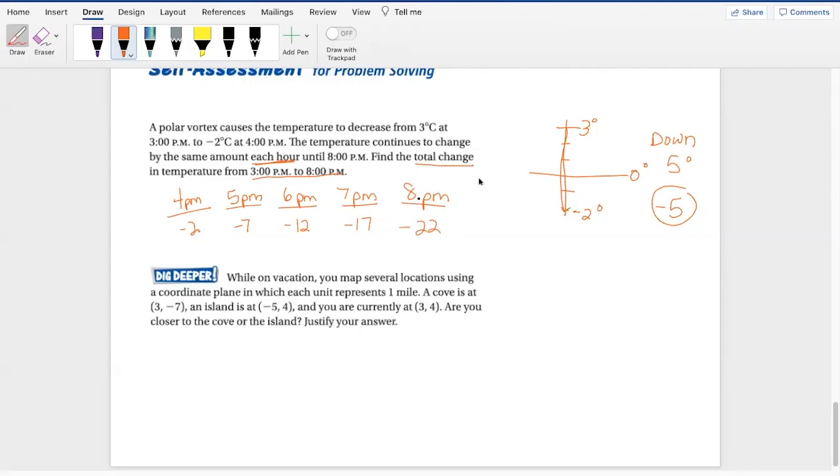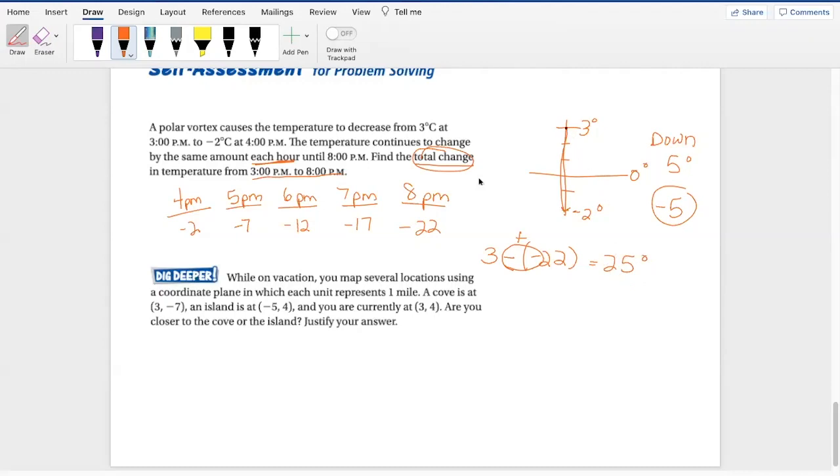Well, this tells me what the temperature is now at 8 p.m., but the question was asking, what is our total change? I started the day, or at 3 o'clock, at 3 degrees. And since it's asking for the change, I have to subtract. I ended up at -22. So from 3 all the way down to -22, what's that change? Well, this is an example of where we were subtracting a negative. So that's really like 3 plus 22. So there's a change of 25 degrees.